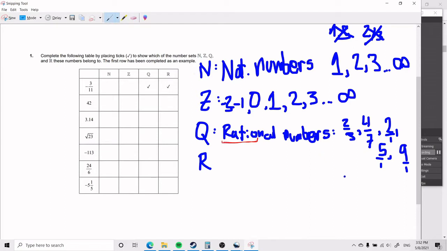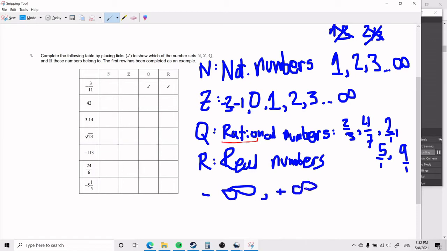This also includes numbers like -4. -4 can be written as a ratio as well. It doesn't matter that it's negative. So those are the rational numbers. And last but not least, we have the real numbers. The real numbers is really just a fancy way to say any number from negative infinity to positive infinity. All real numbers are included.